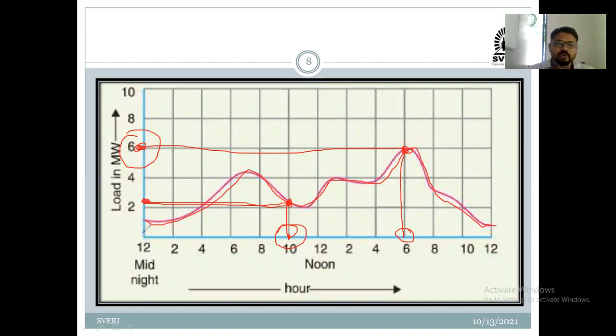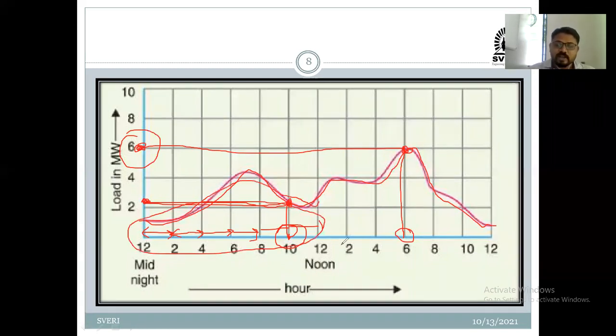So what I will do, from here to here I will consider as Monday. From here to here, Tuesday. Here to here, Wednesday, Thursday, Friday, and Saturday. Then I will draw that curve, and so I will get the curve on a weekly basis.